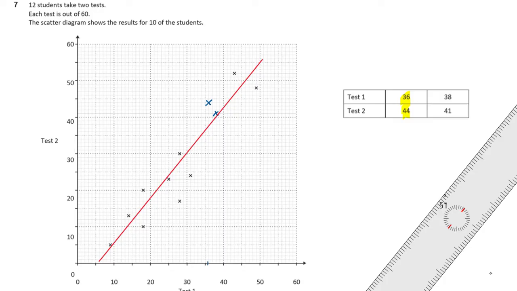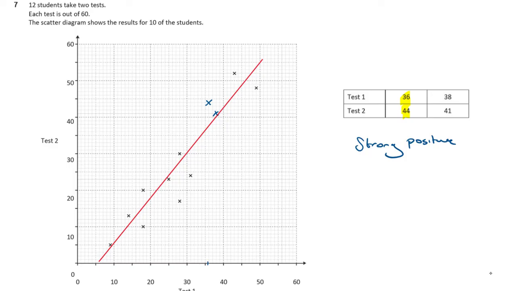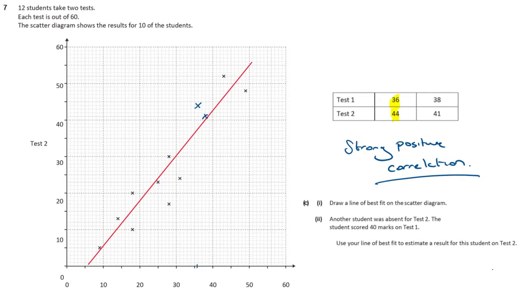We haven't got any massive outliers or anything, so I'm going to say that this is strong positive correlation. Now the last part says draw a line of best fit, which I kind of already did, and it says another student was absent for test 2 and the student scored 40 marks on test 1. Use your line of best fit to estimate a result for the student on test 2.